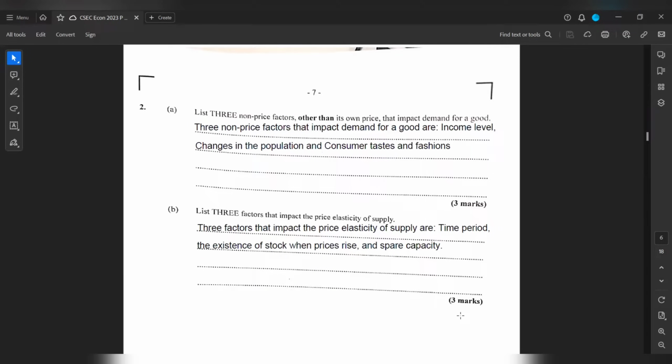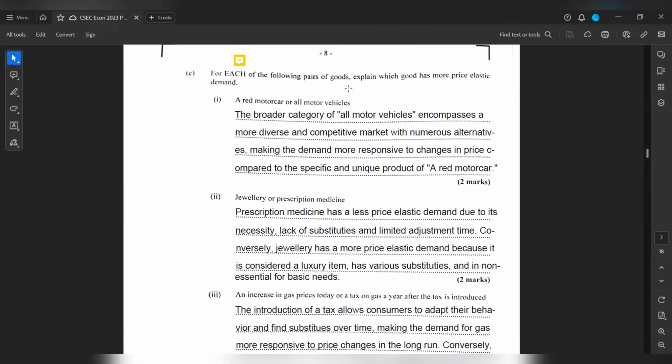2A, list 3 non-price factors other than its own price that impact demand for a good. 3 non-price factors that impact demand for a good are income level, changes in the population, and customer tastes and fashions. Part B, list 3 factors that impact the price elasticity of supply. 3 factors that impact the price elasticity of supply are time period, the existence of stock when price rises, and spare capacity.